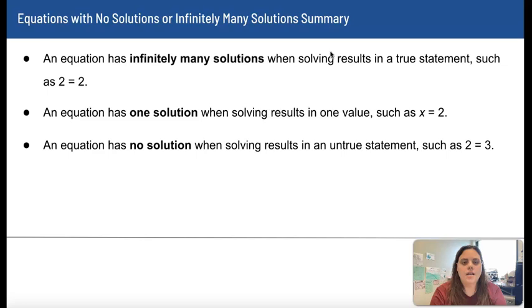So, summing it up, basically what I just said, an equation has infinitely many solutions if you get a true statement. It has one solution if you get x equals that solution, and it has no solution if you get an untrue statement when you've solved.